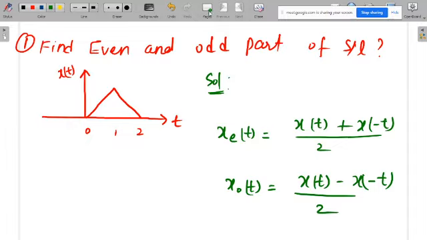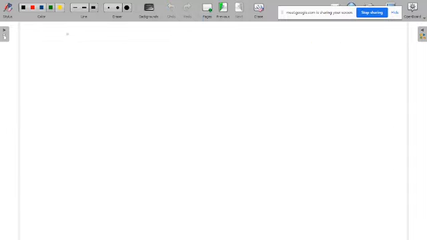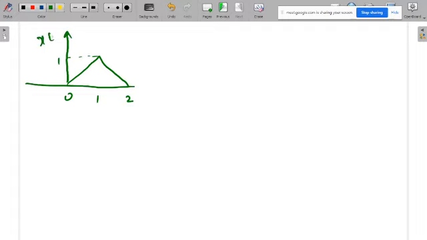Okay, we will do it on the next page. So this is the original signal. The original signal is a triangular signal going from 0, 1, 2, and the amplitude is 1. This is x of t.